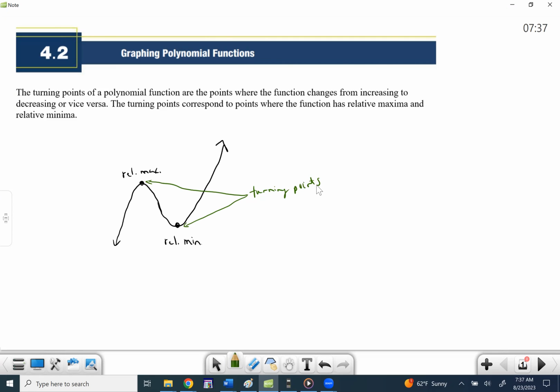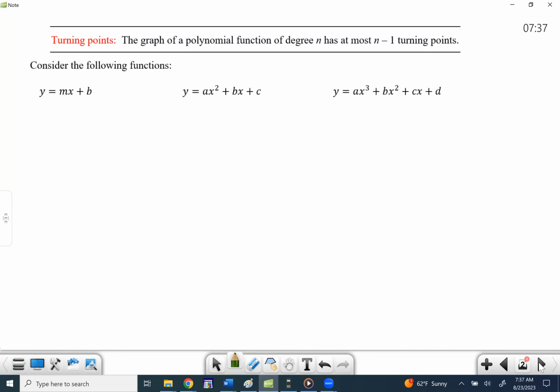All right. Okay. So there's a kind of a formula for turning points. If the highest degree of the polynomial has degree n, then there's going to be at most, make sure you see that, n minus 1 turning points. So let's look at some examples to help you kind of remember this and see that this is true.